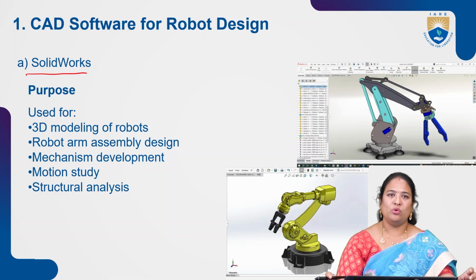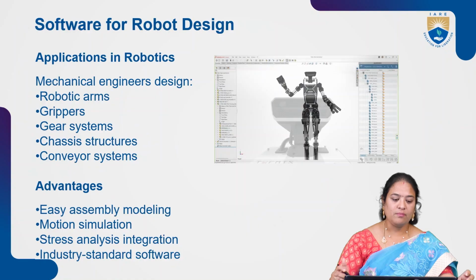So the 3D modeling of the robot, the robot arm assembly, the mechanism development, the motion study, and the structural analysis, all these will be done with the help of the SolidWorks software. The applications generally when we use SolidWorks are the robotic arm, the gripper, the gear system, the chassis structure, and the conveyor system. The major advantages of this software are easy assembly, motion simulation, stress analysis, and it is an industry standard software.